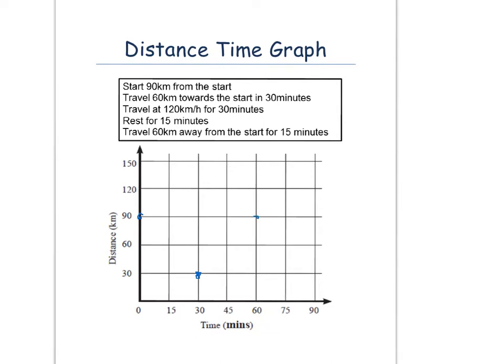Now, it says you rest for 15 minutes, which means you don't go anywhere. It means you stay the same distance away from the start for 15 minutes. So there we go. And then finally, you travel 60 kilometres away from the start for 15 minutes. So away from the start, well, we're at 90, so 60 more is 150.